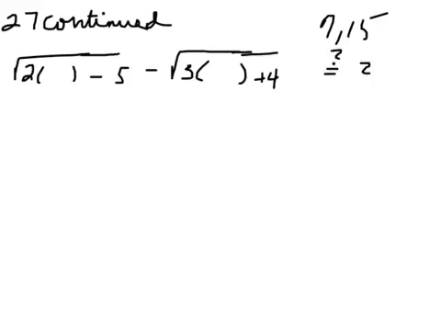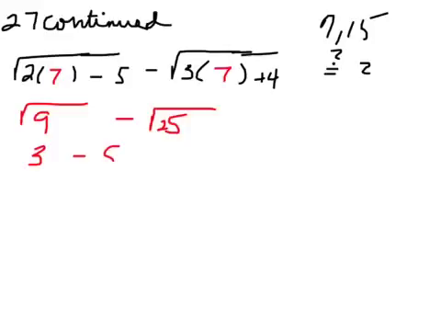So we're checking out 7 and 15. Okay, let's plug in 7 first. Alright, that would be the square root of 14 minus 5 is 9. Okay, minus the square root of 21 plus 4 is 5. So that's going to be 3, I'm sorry, 21 plus 4 is 25, duh. 3 minus 5 is negative 2. That didn't work out. That's not equal to 2. So our 7 didn't work out.